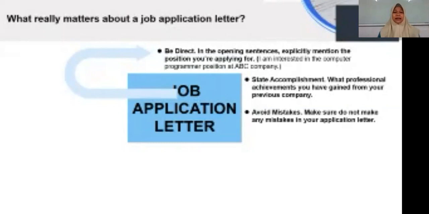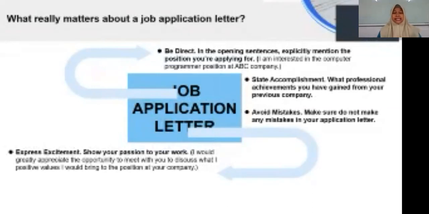That's just an example, guys. So really pay attention to every single word you have in your application letter and make sure there is no mistake that you make. The next one, express excitement. Show your passion for your work. The employer wants to see how badly you want to join their company. So in this part, guys, you are going to show them that you really want to join their company.